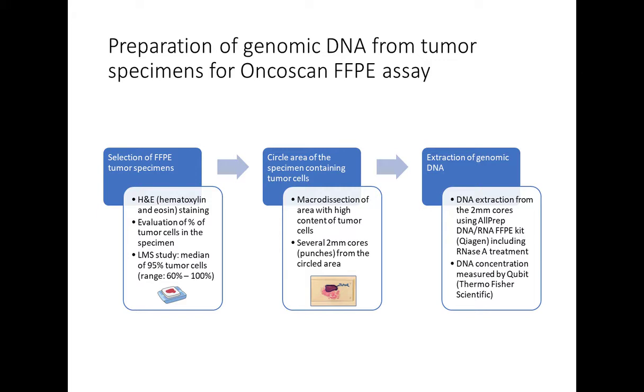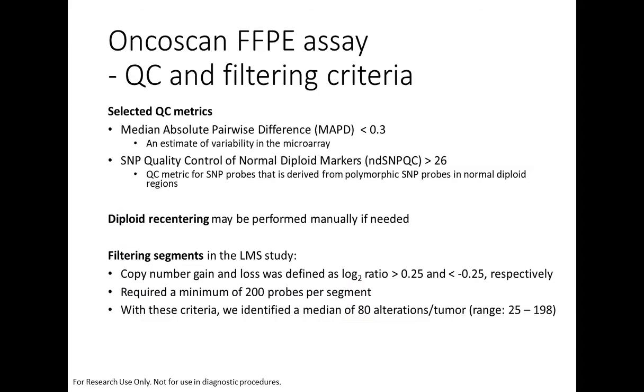DNA concentration and yield was evaluated by Qubit. Specifically, we used the high sensitivity double-stranded DNA assay. And later we submitted at least 80 nanograms of DNA extracted this way for the OncoScan FFPE assay to Thermo Fisher services.